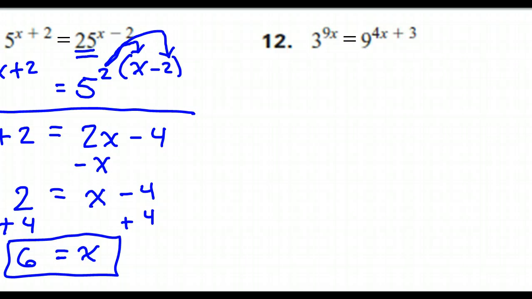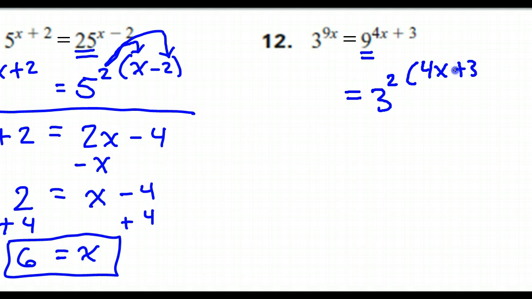Alright, look at number 12. I think we're getting to the end of this lesson. The bases are not the same, so I'm going to take the bigger one and rewrite it using the same base as the smaller one whenever I can. So I can do that because 9 is the same thing as 3 squared. And then I still have my 4x plus 3, so I put that down. On the left side, I still have my 3 to the 9x power.